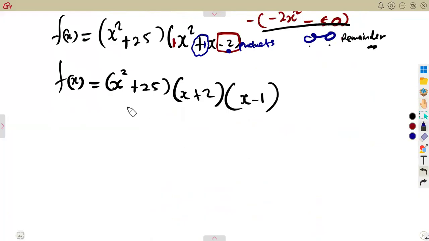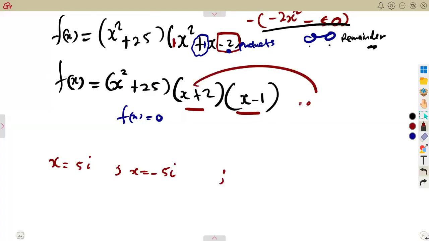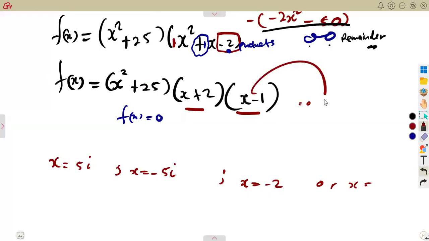When we are to solve this now for f of x to be equal to 0, it means this whole part must be equal to 0. So this x squared plus 25 is already solved. That is the one where we got those roots: x is equal to 5i and x is equal to minus 5i. Those two solutions are from this complex one. So from these two factors, we are going to obtain the other solutions. Take the 2 to the other side. It becomes a minus, so x will be minus 2. Or x is going to be what? Minus 1 to the other side.